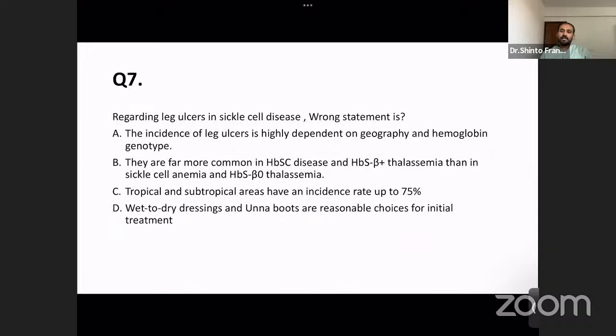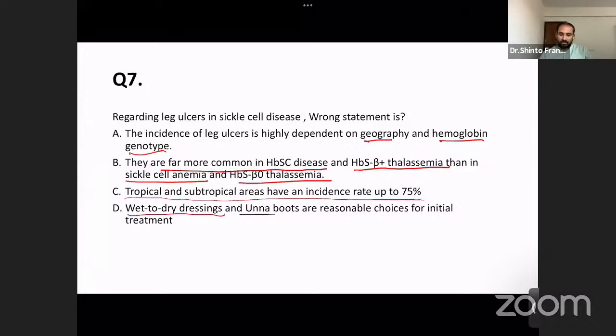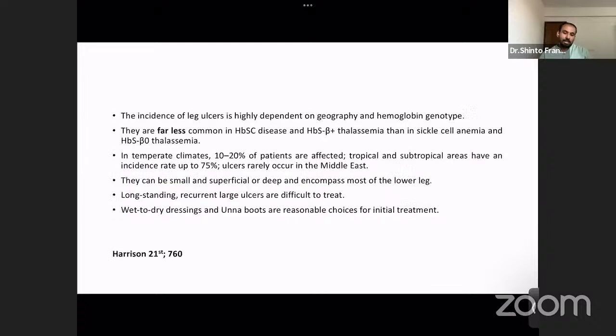So again, sickle cell, another scenario, leg ulcers, wrong statement. Incidence is highly dependent on geography and HB genotype, far more common in HbSC disease and HbS beta thalassemia than in sickle cell anemia. Tropical and subtropical areas have an incidence rate of 75%. Wet to dry dressing and boots are reasonable initially. Leg ulcers can happen in sickle cell. It can be worsened by what you treat for sickle cell, that is, hydroxyurea can also lead to sickle cell ulcers. Okay, so these are leg ulcers in sickle cell disease.